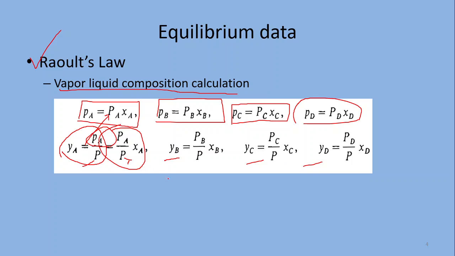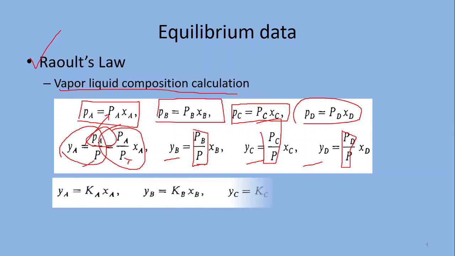But this relation, if you see this, PA divided by the total pressure P, PB divided by P, PC divided by P, PD divided by P, is a very informative value, because we take this as a constant value, Ka, Kb, Kc, and Kd. For example, for the first case we can take this value as Ka. In this case it is taken as Kb, here Kc and Kd.